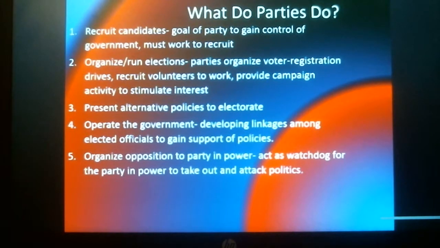Number 4 is they will operate the government. Once they get into office, they will pass the bills that they want to become law, and they will defeat the bills that they don't want. And they make sure that they follow what the party's telling them to do. Then the 5th one is that they have to organize in opposition. Especially if you're the party that's out of power right now, your job is to attack. Every time the party in power does something that is going to get them in trouble, your position is to attack and attack and attack, so that you can destroy that opposition party and then take over as the new reigning party.